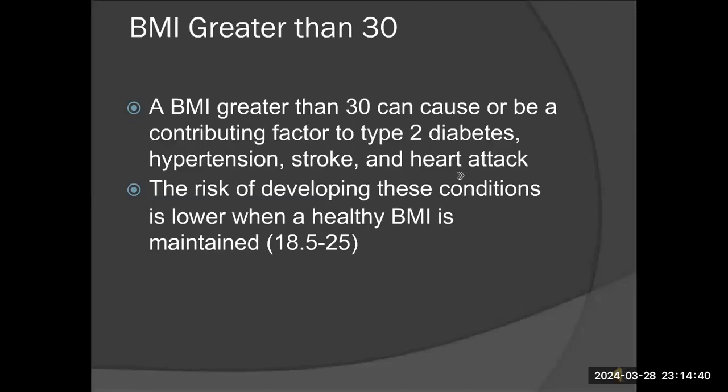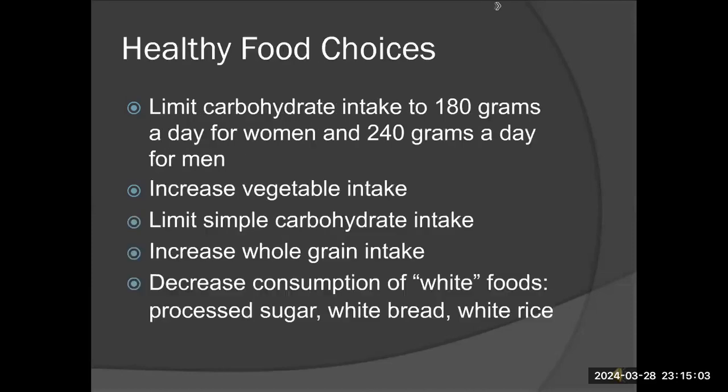BMI greater than 30 can cause or be a contributing factor to type 2 diabetes, hypertension, stroke, and heart attack. The risk of developing these conditions is lower when a healthy BMI is maintained, that is between 18.5 to 25. So how can one maintain the healthy BMI? It depends on healthy food choices.